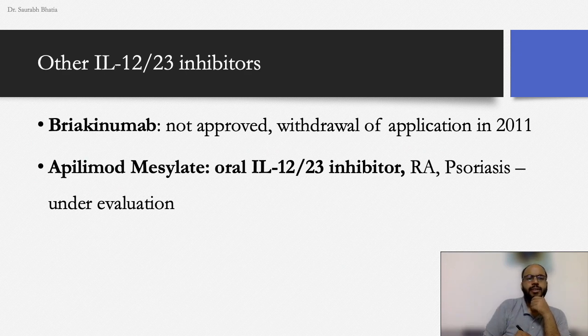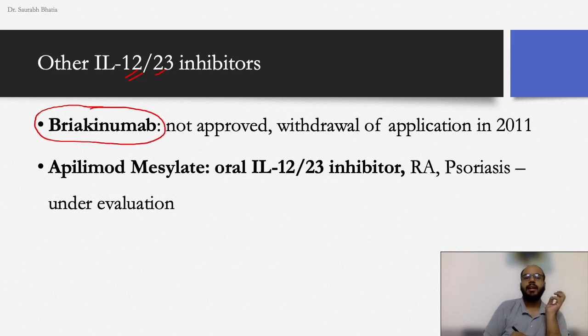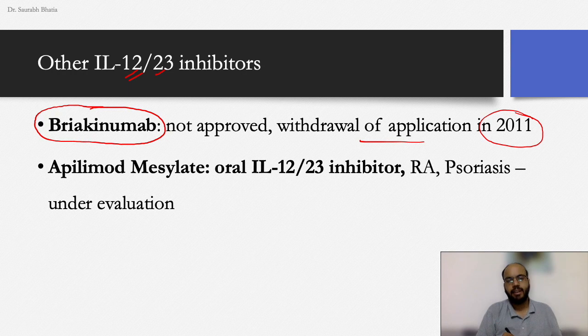Now, other interleukin 12-23 inhibitors, I'll mention one which is briakinumab. Briakinumab was the initial first interleukin 12-23 inhibitor, and the application was withdrawn in 2011 because there were a lot of adverse events. So, because of a lot of adverse effects, the application to approve it was taken back.